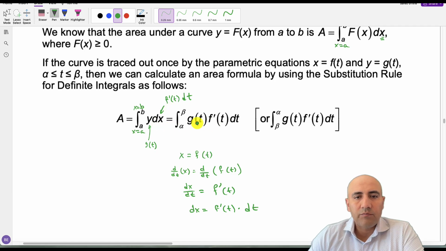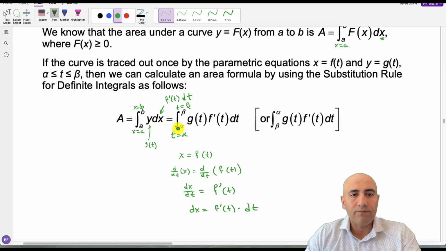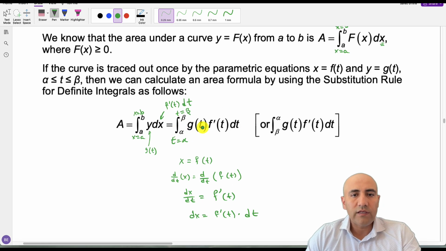So y dx becomes g of t times f prime of t dt. And now we have to make sure to use the t variable for integration. So this is as t goes from alpha to beta. Right, so make sure you set up your variables of integration as well. Okay, so the formula is not too bad.